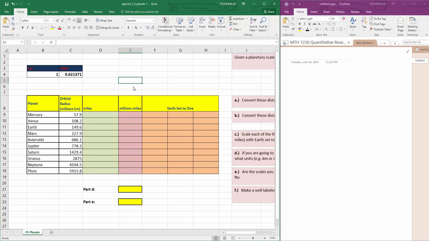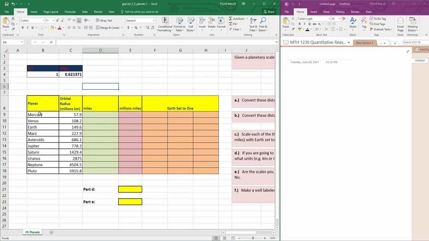Notice I have my OneNote open here on the right so I can take some notes. I'm going to try to model how I would walk through this problem the best that I can online. Just some things to point out. In B3 through C4, we are told a conversion fact between kilometers and miles, so we can just reference these cells when we need those values.